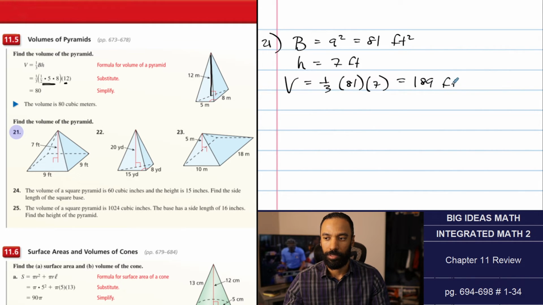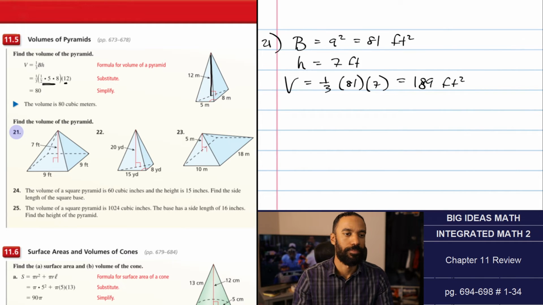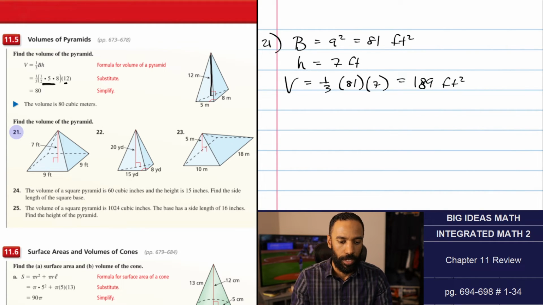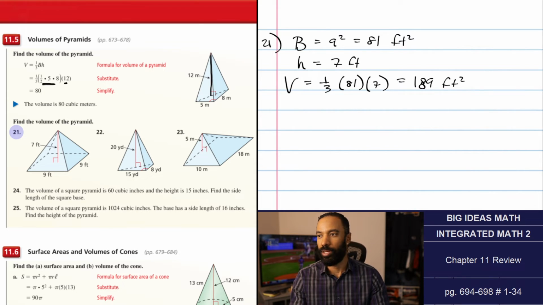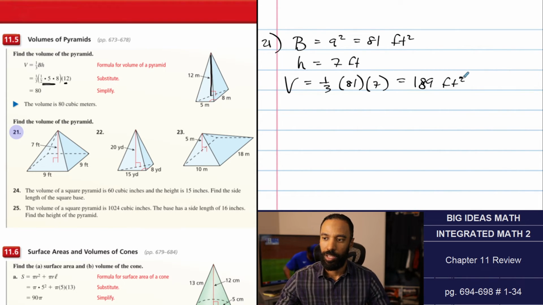I don't trust myself. I should. 27 times 7. Yeah, 189. 189 cubic feet, not square feet. 189 cubic feet of volume.